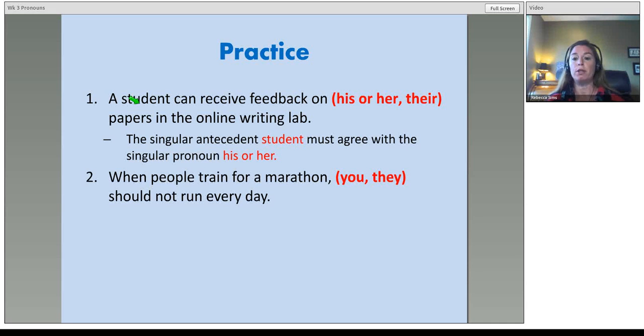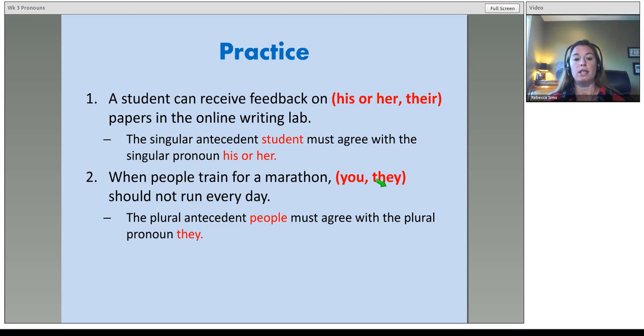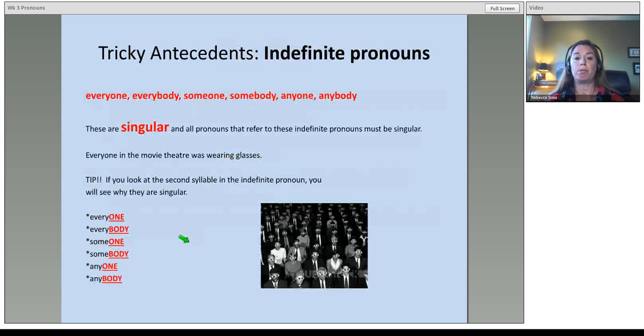When people train for a marathon, they should not run every day. Now we look at our subject here, people, that's our antecedent, and so we have to select, is it you or they that is the pronoun? Well, obviously here we have a plural antecedent in people, so it needs to agree with the plural pronoun they.